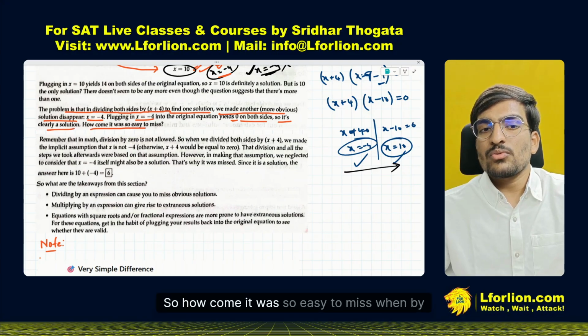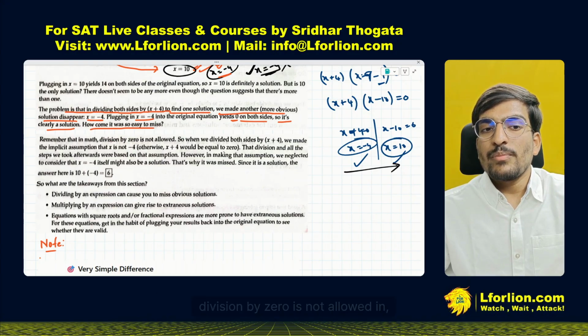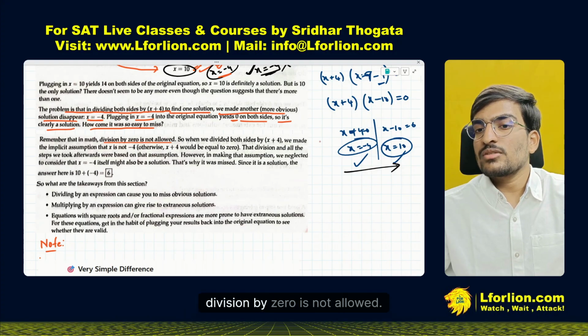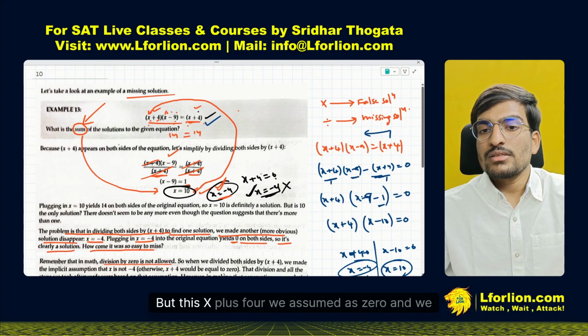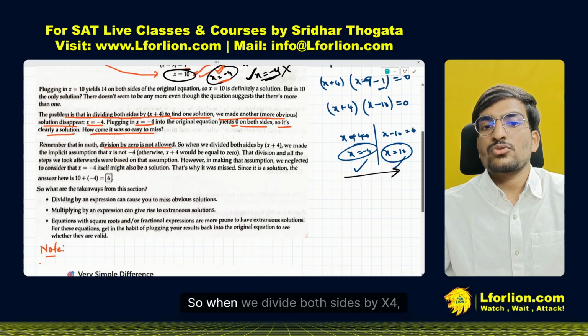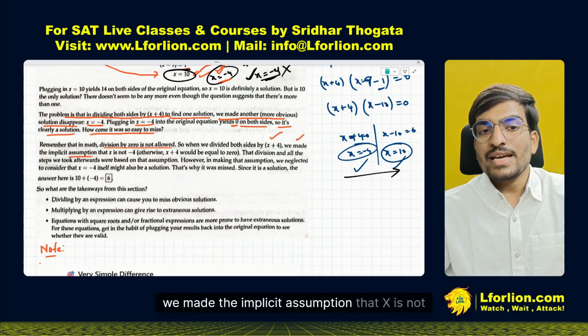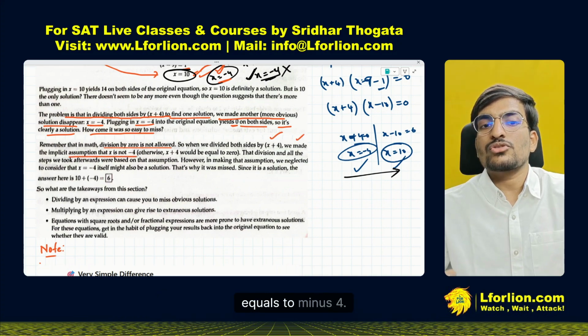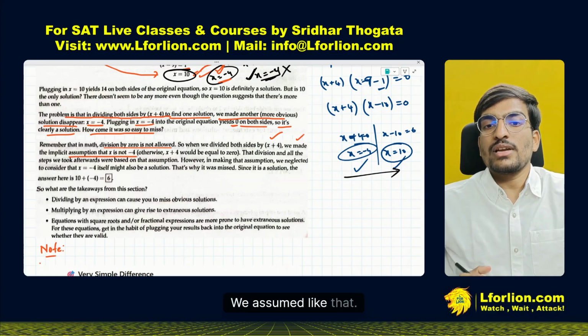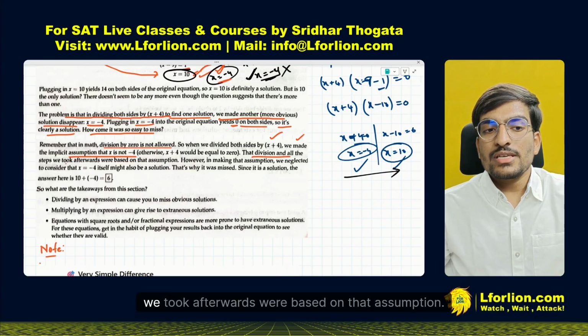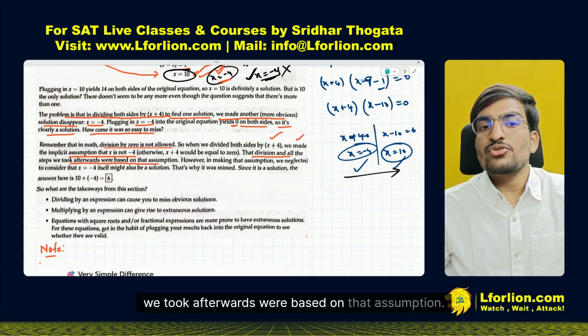So it's clearly a solution. So how come it was so easy to miss? In math, division by 0 is not allowed. But this x plus 4 we assumed as non-zero and we just went ahead. When we divide both sides by x plus 4, we made the implicit assumption that x is not equal to negative 4. That division and all the steps afterwards were based on that assumption.